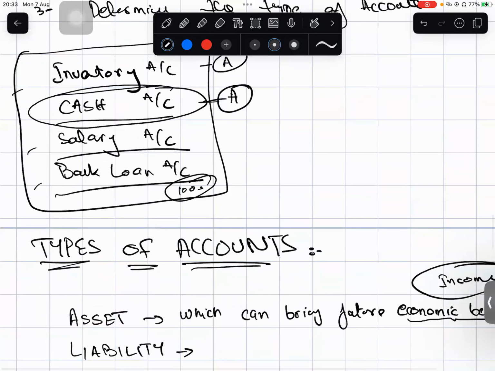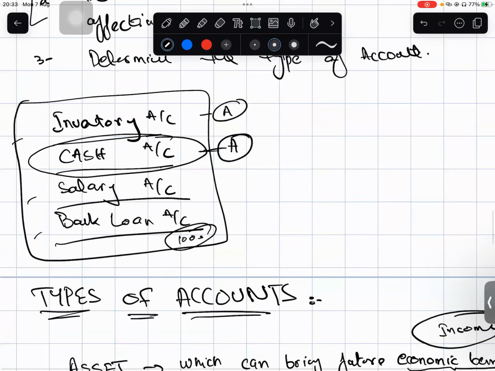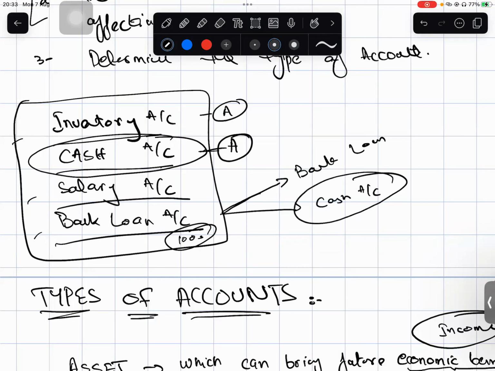When it comes to bank loan, when we talked about the accounts which the bank loan was affecting, we talked about it would affect the bank loan account, remember? And the second account that it would affect would be the cash account. This cash is your asset, as we have discussed above. The bank loan, what do you have to do with the bank loan? You have to pay it back, right? You have to pay the bank loan back to the bank. So the bank loan would basically be a liability account.